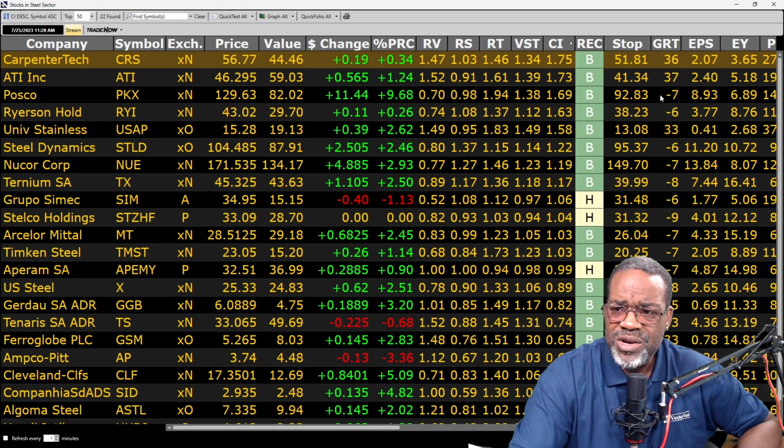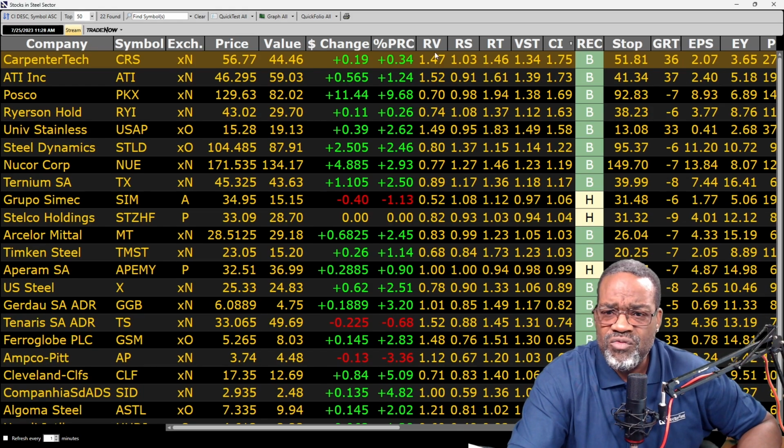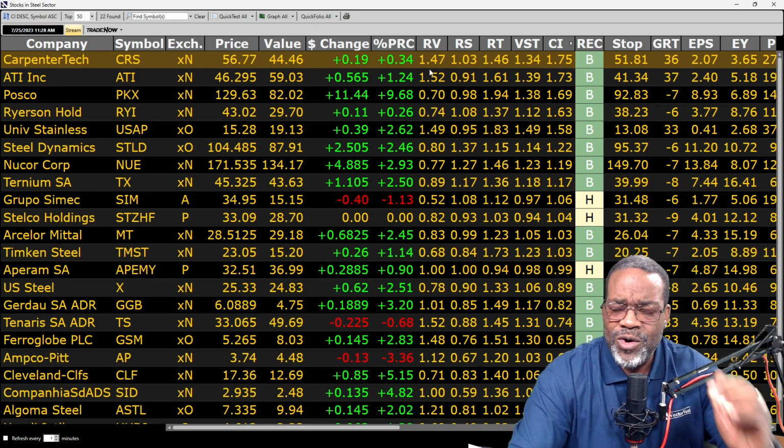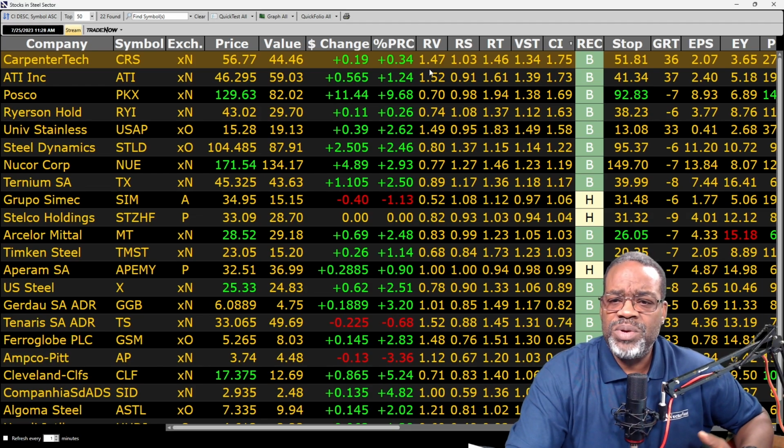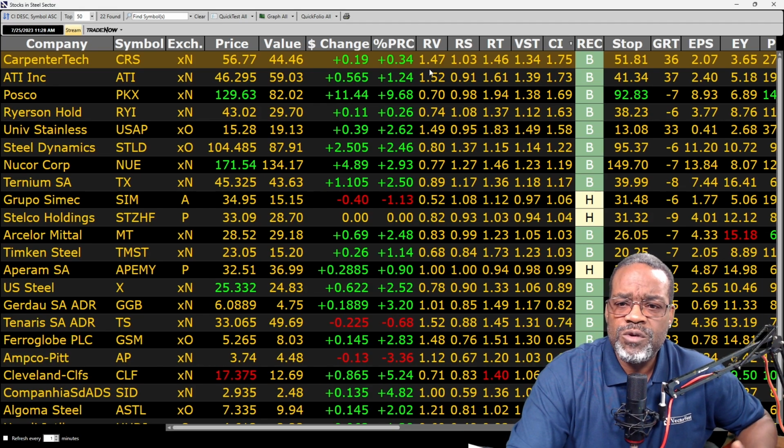Not only that, I want to look at the earnings growth rate. I want to look at the relative value. Again, these are only indicators you'll find in the VectorVest system. Relative value tells me the stock's ability to outperform the market over the next 1 to 3 years.